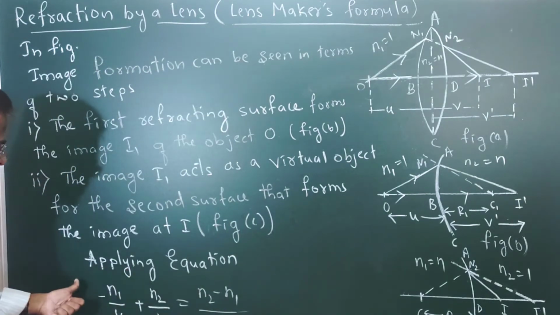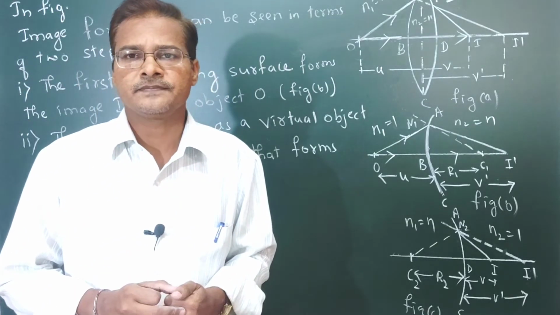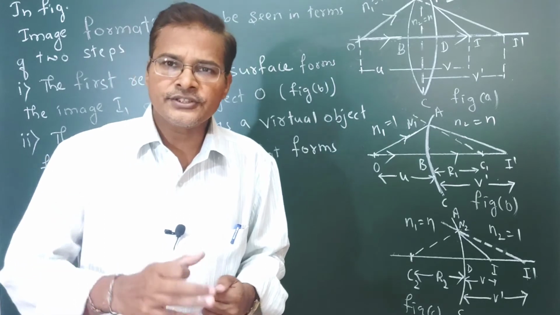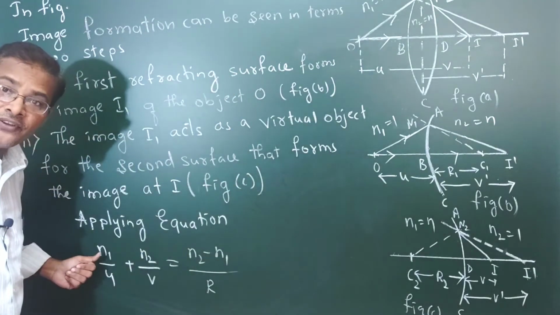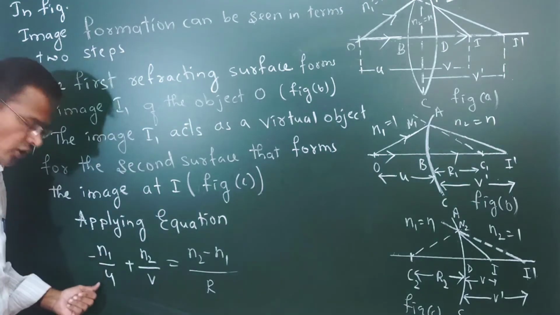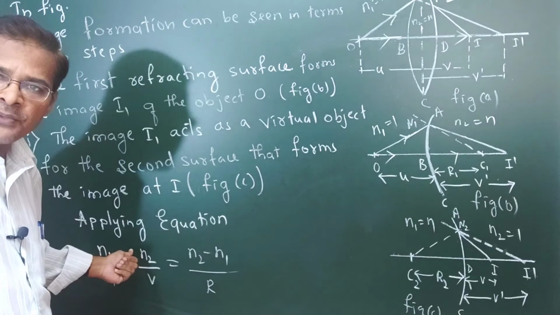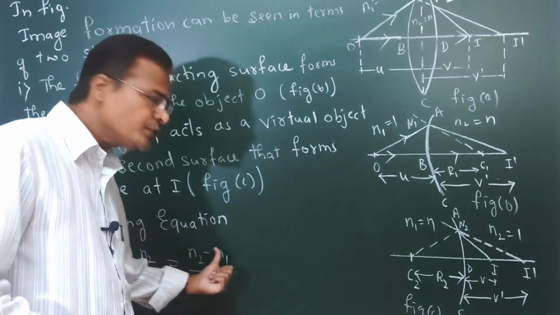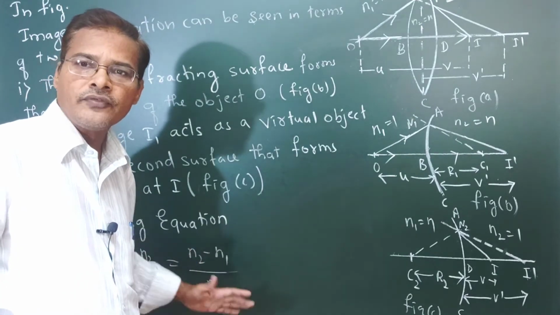Applying the equation, which we already know: refraction through a spherical surface. What is it? Refraction through a spherical surface is the refractive index of the object divided by the object distance, plus the refractive index of the image divided by the image distance, equal to the difference between their refractive indices divided by the radius of curvature.